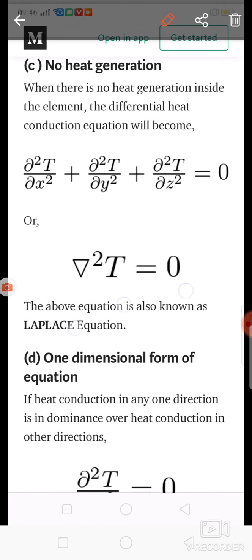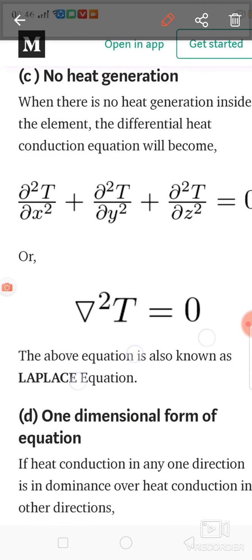The next case is no heat generation. In the equation there is one term related to heat generation, that is Qg or E dot generated. If there is no internal heat generation, E generation is equal to 0. Then what is the equation? ∂²T/∂x² plus ∂²T/∂y² plus ∂²T/∂z² is equal to 0, and this equation is nothing but the Laplace equation. In this equation we consider three directions: x direction, y direction and z direction.